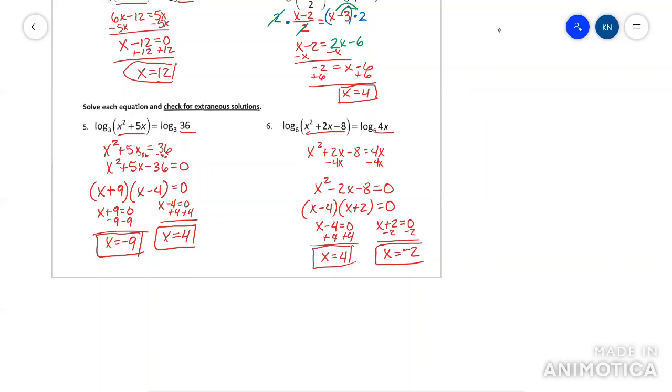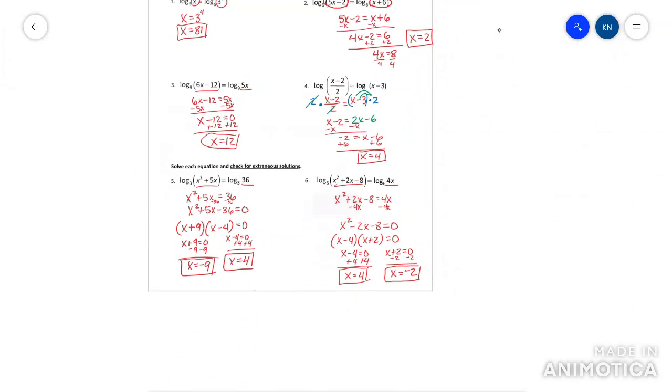Now, please keep in mind, you technically need to check every single one of these answers. If it's positive, you're probably okay. But if you end up with a negative number like this one, you have to realize that if you plugged this back into your original equation, you would end up with log base 6 of negative 8 right there. That is not allowed. You cannot do log of negative numbers. So this answer gets tossed. So your answer here is only x equals 4.